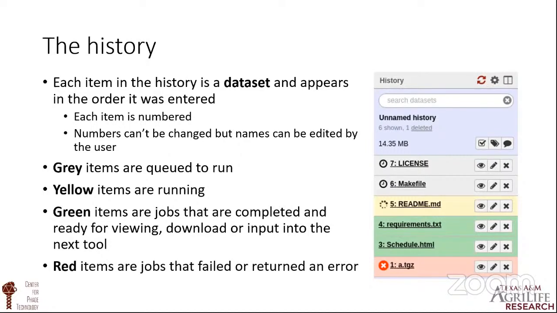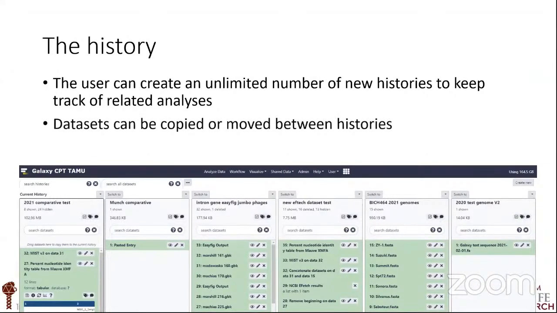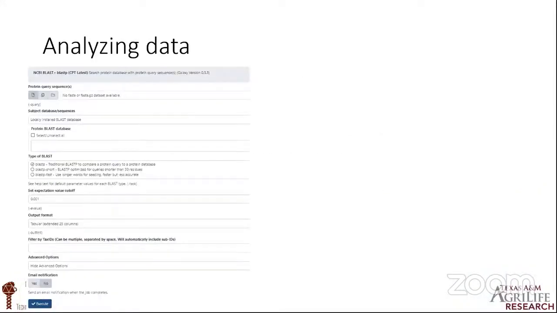Red items are jobs that failed to run or returned an error. In the case of red jobs, the user can investigate the bug report which is generated to determine if it's a user error or a problem with the system. The user can create an unlimited number of new histories to keep track of related analyses. The window here shows the history browser window, where the user can sort through and manage all the histories they've generated. Data sets can also be copied or moved between histories, and they can also be copied or shared between users in the same Galaxy instance.